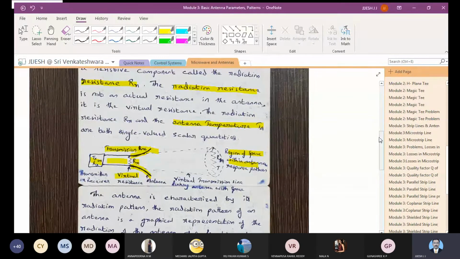So the radiation resistance is basically required, meaning it gets generated because of the radiations that take place in and around the antenna, and it leads to a lot of heat getting generated. That is called the antenna temperature, TA.